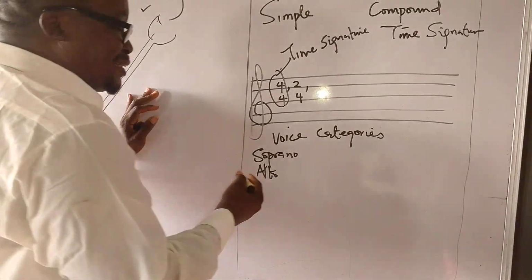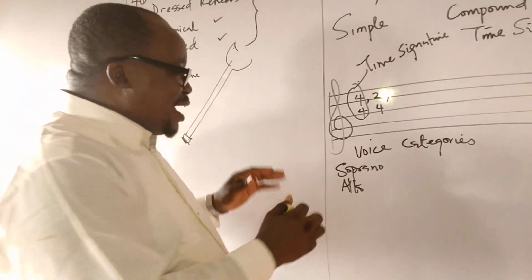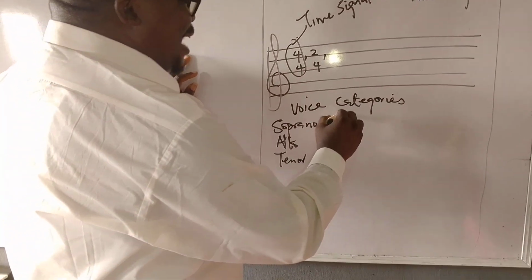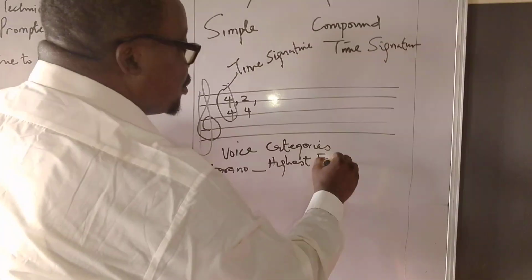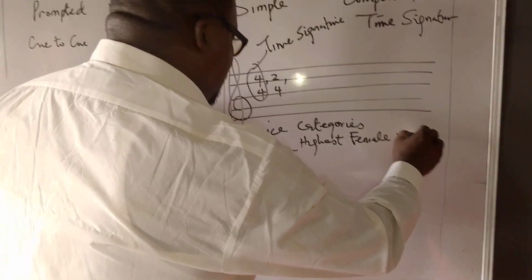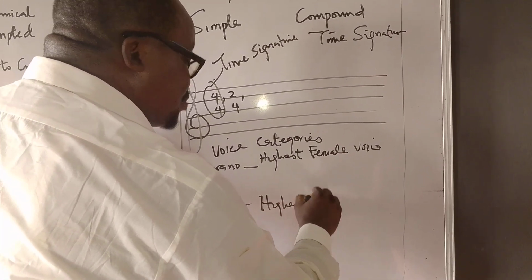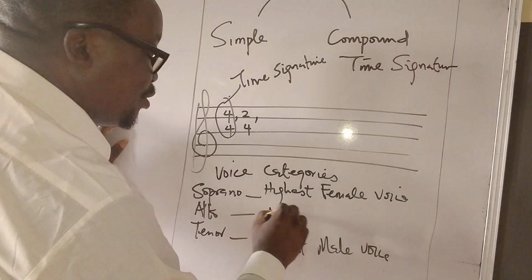The alto singers have the mid-range of voices for female. We have the tenor. Tenor is the highest. This one is for the highest female voice. Tenor is the highest male voice.